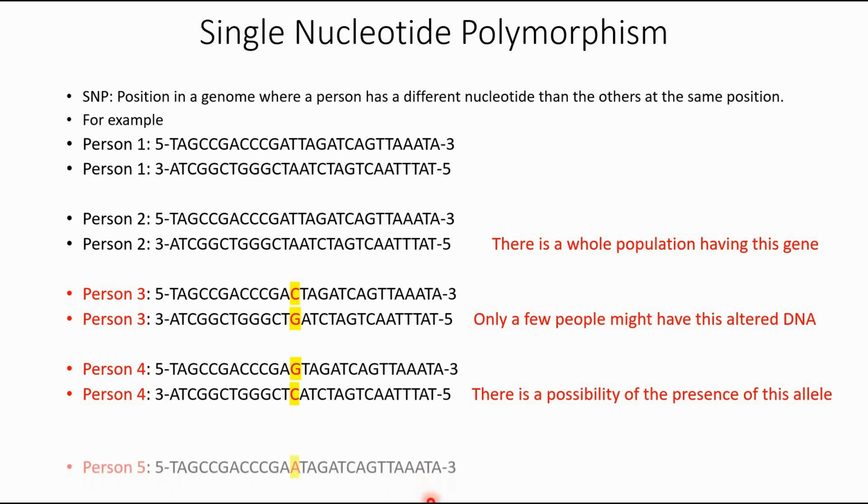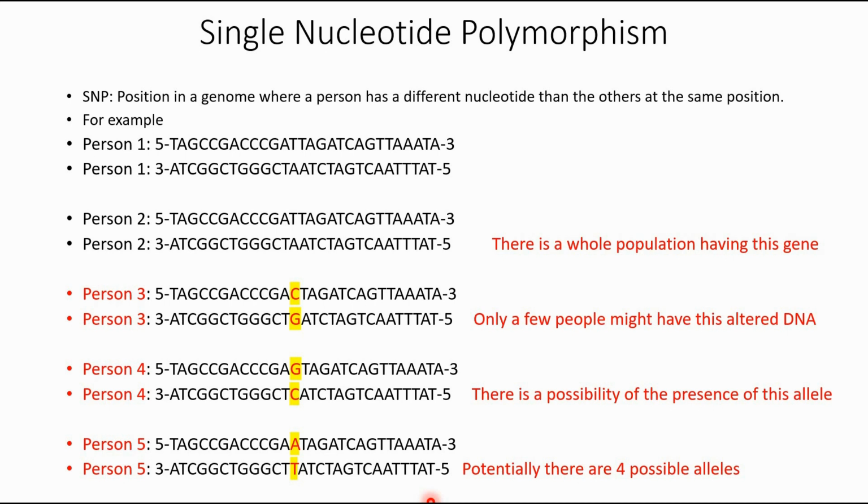And there are 4 potential alleles possible for a single point mutation. As you can see, this could be T, it could be C, G, or A. So these are 4 possible alleles of the same gene. However, it's not always the case that you will find all these 4 different alleles of a single SNP in the population. Maybe you see only the wild type and this allele in the whole population. Or maybe you only find this allele in the population. But I'm just talking about the potential. That is, a single SNP can have 4 different potential alleles.